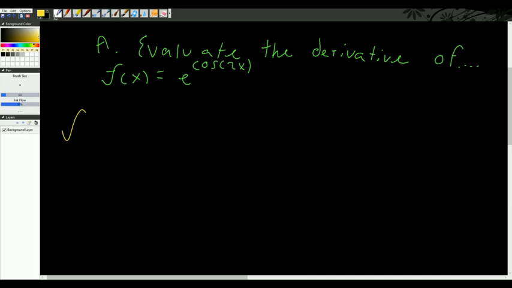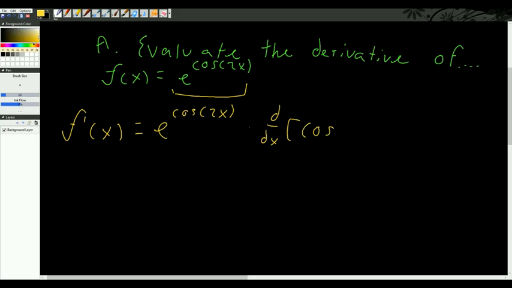So first off, I want to use proper notation. The first part of this in the chain rule will just stay the same. It just drops down and stays the same, because there's nothing we can really do to it. Okay? So now we have to multiply it by the derivative of cosine of 2x.